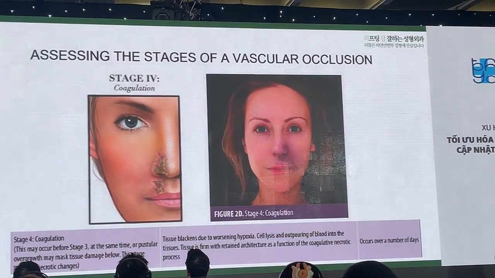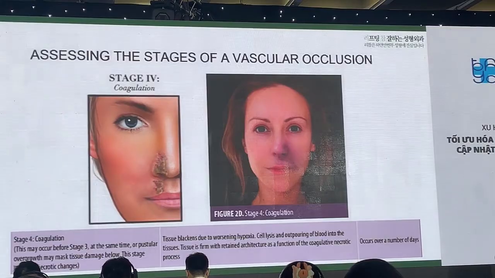4. Coagulation stage. The fourth stage is coagulation. Prolonged ischemia leads to cytokine release and platelet aggregation, which not only worsen vascular compression by forming microthrombi, but also further reduce perfusion around the filler particle.